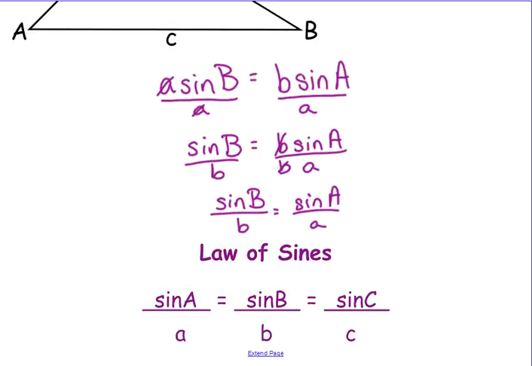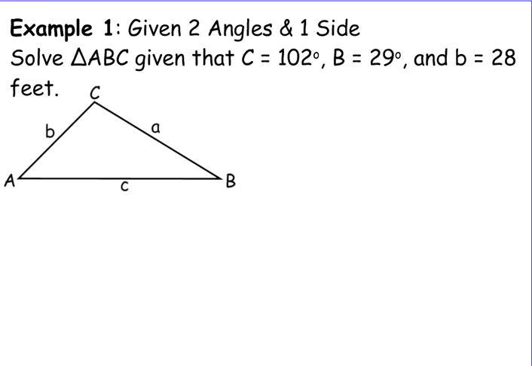Okay? So let's use it. Here's case number one. If we have two angles and one side, we want to find the third angle and the other two sides. Now, it's not a right triangle, so we cannot use the Pythagorean theorem. I repeat, it is not a right triangle, so we cannot use the Pythagorean theorem. We have to rely upon the law of sines to be able to figure this out.